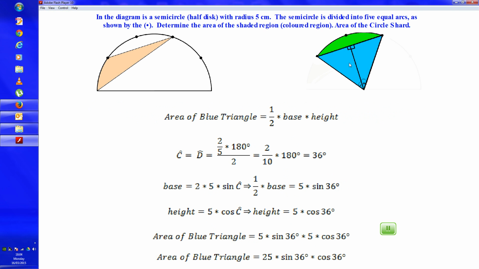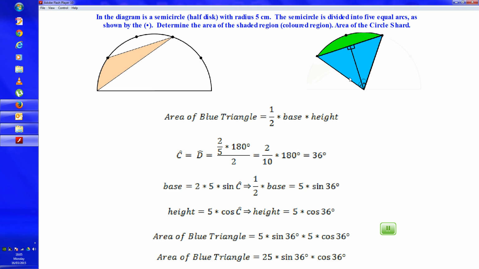Here, the area of the blue triangle we're now looking for is very straightforward, similar to the step that we did for the area of the yellow triangle, which is half the base times the height. The angle C and angle D, because we're looking at 2 arc sections, is 2/5 of 180 degrees divided by 2, simply because that is the radius of the circle there, and that across there is also the radius of the circle.